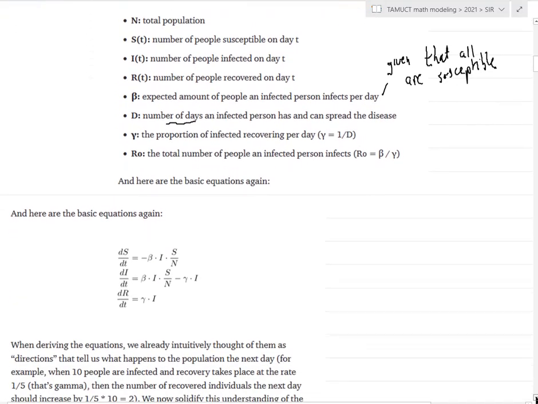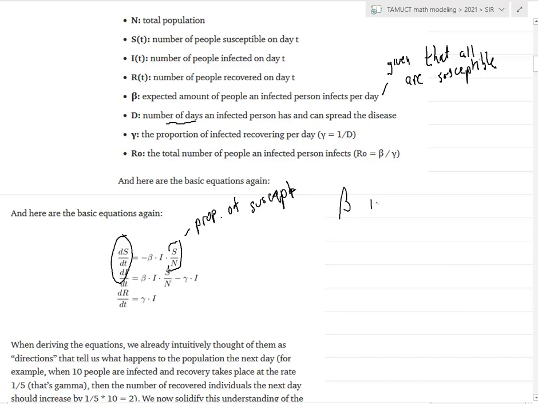Now, he has derivatives here. He says the time derivative of susceptible is minus beta times I times S over N. Now, we didn't have the S over N here. The reason why he has S over N here is that this is the proportion of susceptible. Okay, so actually what we have is beta. Beta is the number of infectious contacts. That's how we should say it.